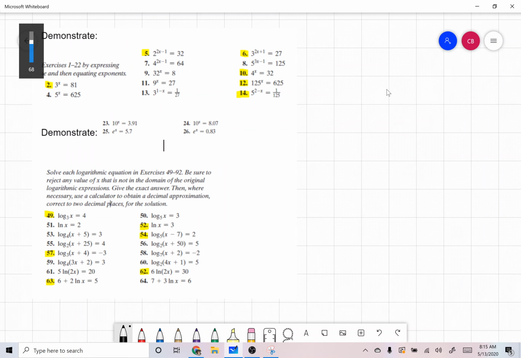So today our goal is to do some exponential equations and logarithmic equations, and since we know the rules of logarithms, hopefully, and properties, let's apply some of them. So let's look at number 2.